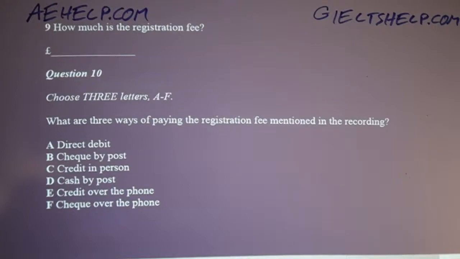That is the end of section 1. You will now have half a minute to check your answers.